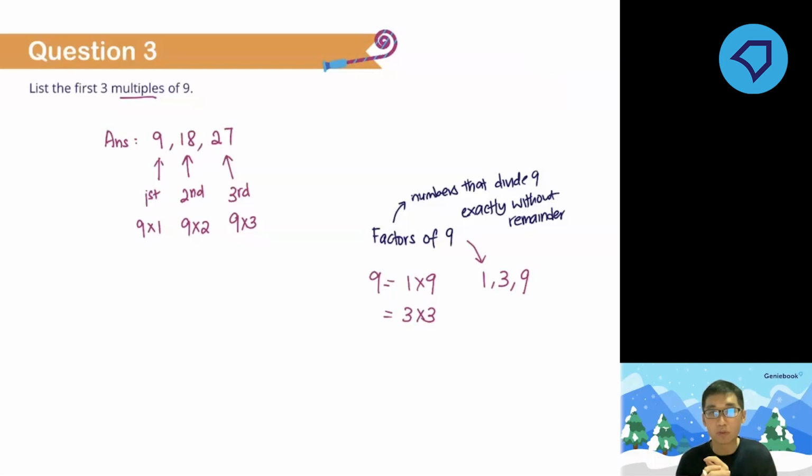And what do you also notice? The factors of 9 will always be smaller than or equal to the number. Can you see all the factors? 1, 3, and 9 are smaller than or equal to 9. But multiples are numbers that are greater than or equal to 9. Yeah, multiples are easier, right? I see some of you say multiples are easier.